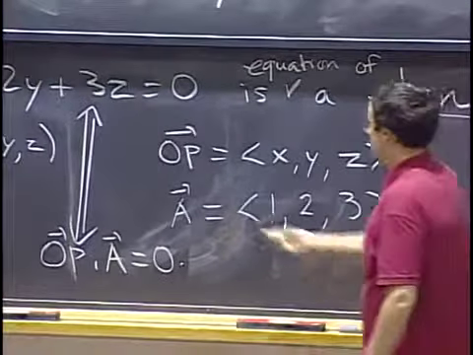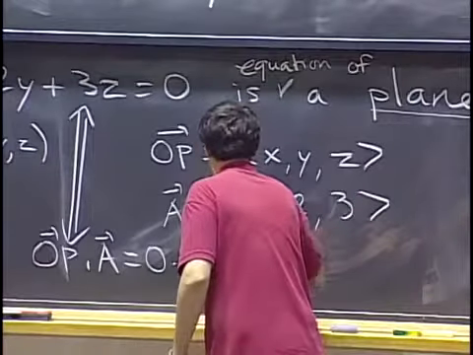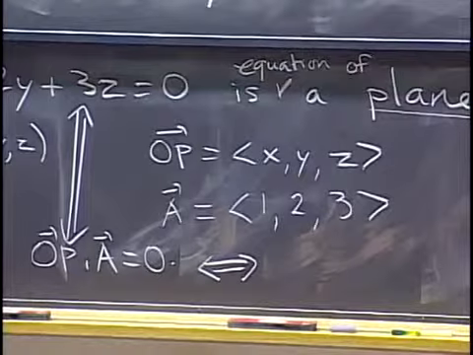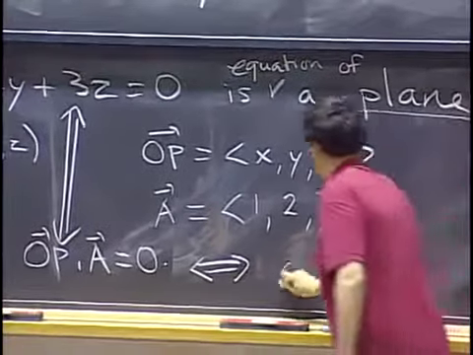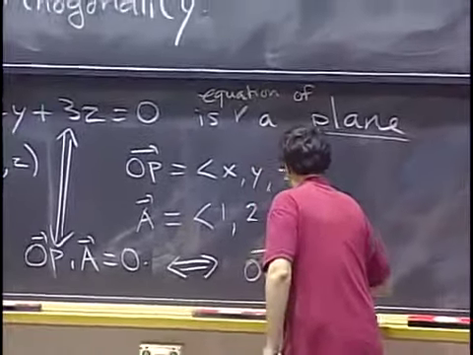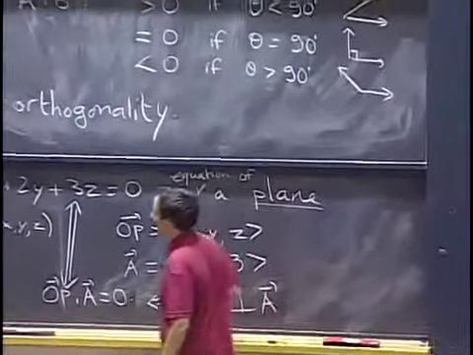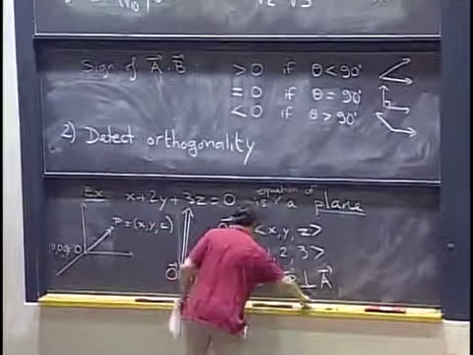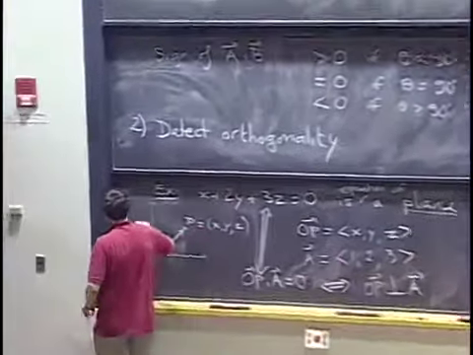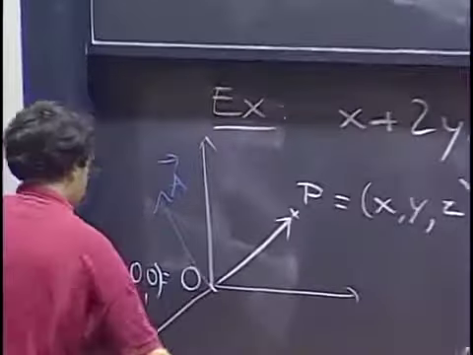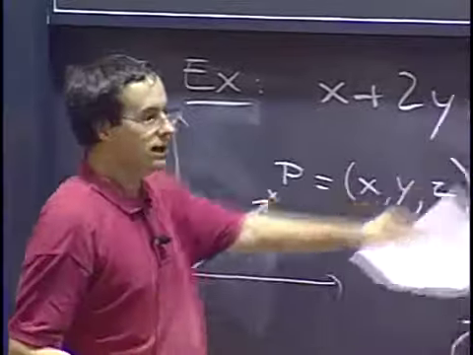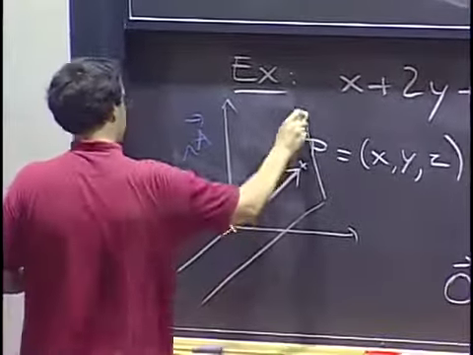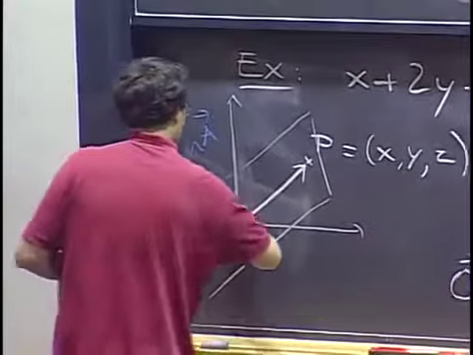But now, what does it mean that the dot product between OP and A is 0? Well, it means that OP and A are perpendicular. Okay? So I have this vector A. I'm not going to bother to draw it realistically. Let's say it goes, for example, this way. Then a point P solves this equation exactly when the vector from O to P is perpendicular to A. And I claim that defines a plane.